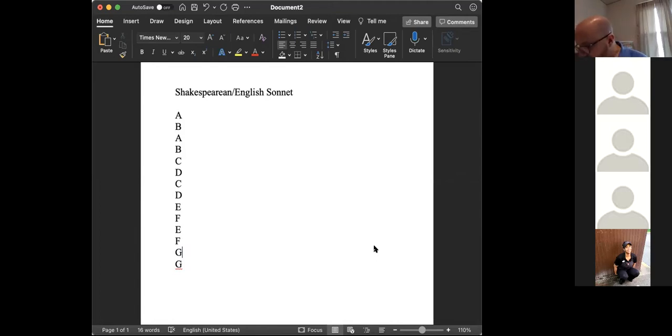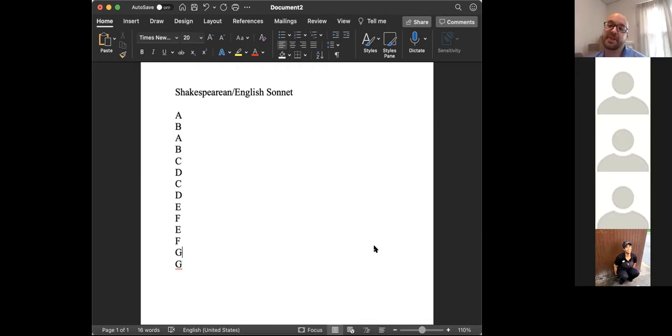We have shines and declines as our C sound. Dimmed and untrimmed as our D sound. Fade and shade as our E sound. Owest and growest as our F sound. Then our final rhyming lines, which is our G sound, is see and thee.